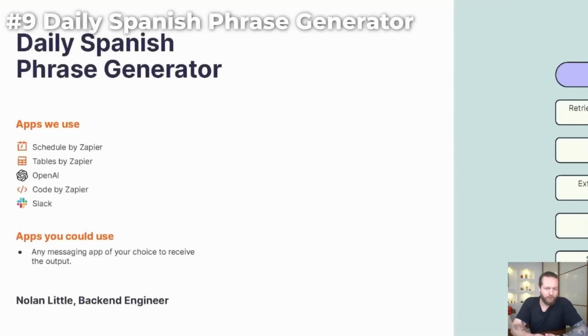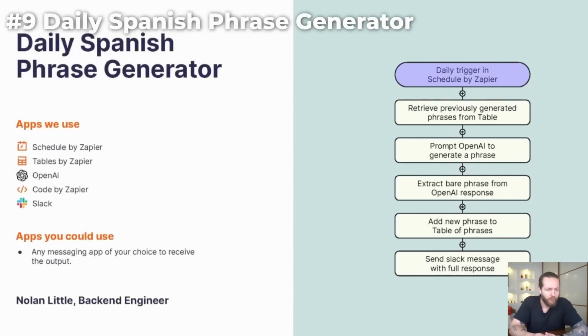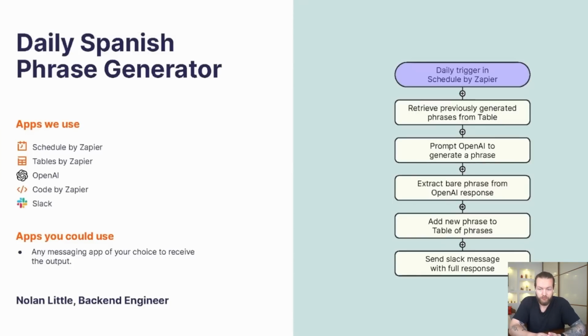My Spanish phrase generator provides me with a daily dose of Spanish via Slack message. It prevents me from receiving duplicate phrases by extracting the phrase each day and storing it in a table. It then includes all of those previously used phrases in the OpenAI prompt with instructions to not repeat itself. It's helped me maintain a consistent daily learning habit with minimal effort.